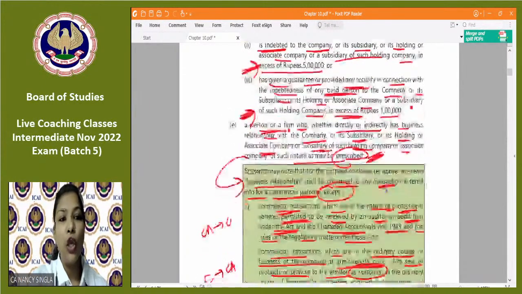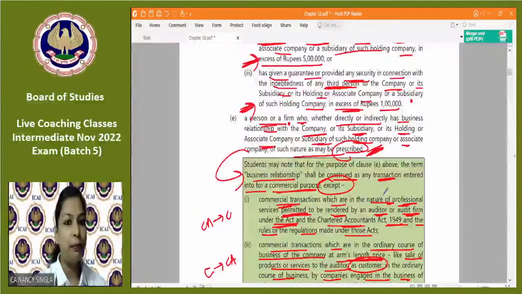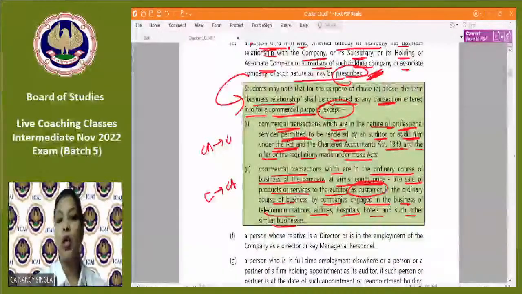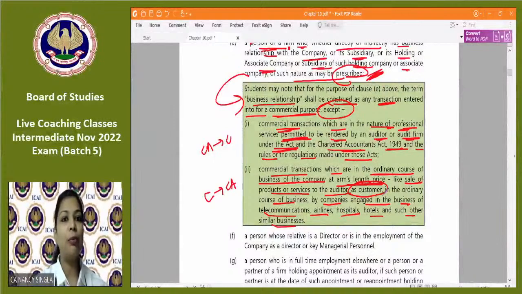ठीक है? Clause E says if the person or the firm, अब relative partner की बात नहीं कर रहे हैं, directly or indirectly has business relationship with the company, subsidiary, holding, associate, subsidiary of holding and associate. But business relationship में क्या नहीं आएगा? अगर commercial transactions in the nature of permissible professional services, जो permitted services हैं under the CA Act or the Companies Act or the rules and regulations made thereunder, या कोई भी transactions हैं which are in the ordinary course of the company and are provided to the auditor as a customer at the arm's length price.